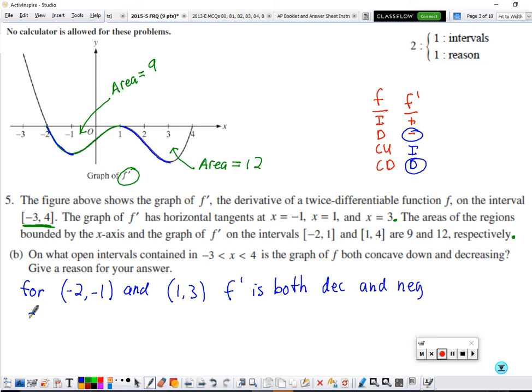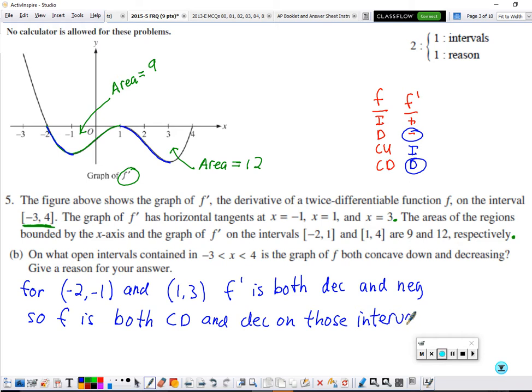So f is both. See, when f prime is decreasing, f is concave down. You don't need an e on both, but if you do that, they won't take a point off. That's a bad joke. f prime is both, so f is both concave down and decreasing on those intervals. And that's 2 points for that.